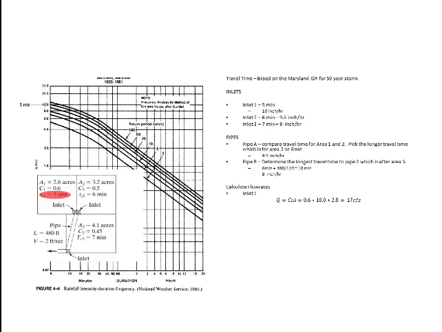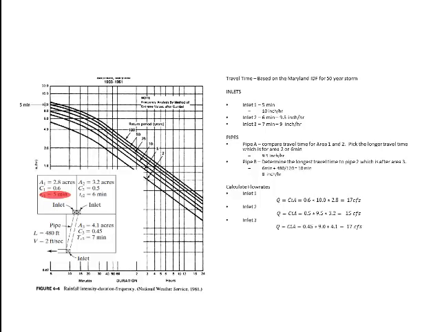Now we're ready to calculate our flow rates. For inlet 1, Q equals CIA. The C is 0.6, the intensity is 10 inches per hour, and the area is 2.8. Thus, we get 17 CFS. We repeat this similarly for inlets 2 and inlet 3.